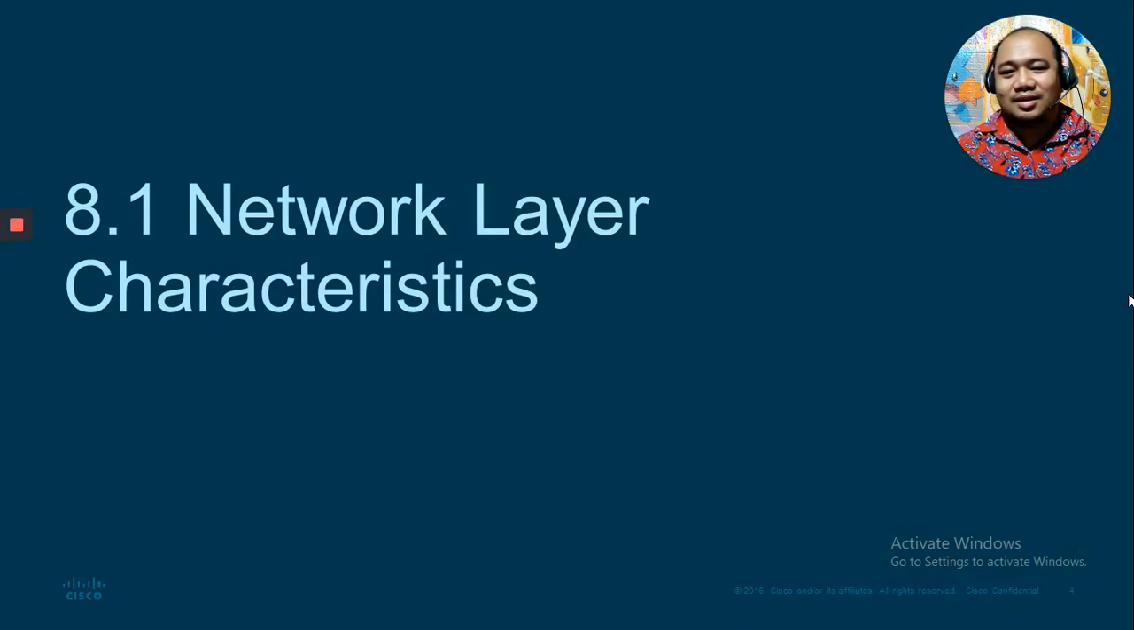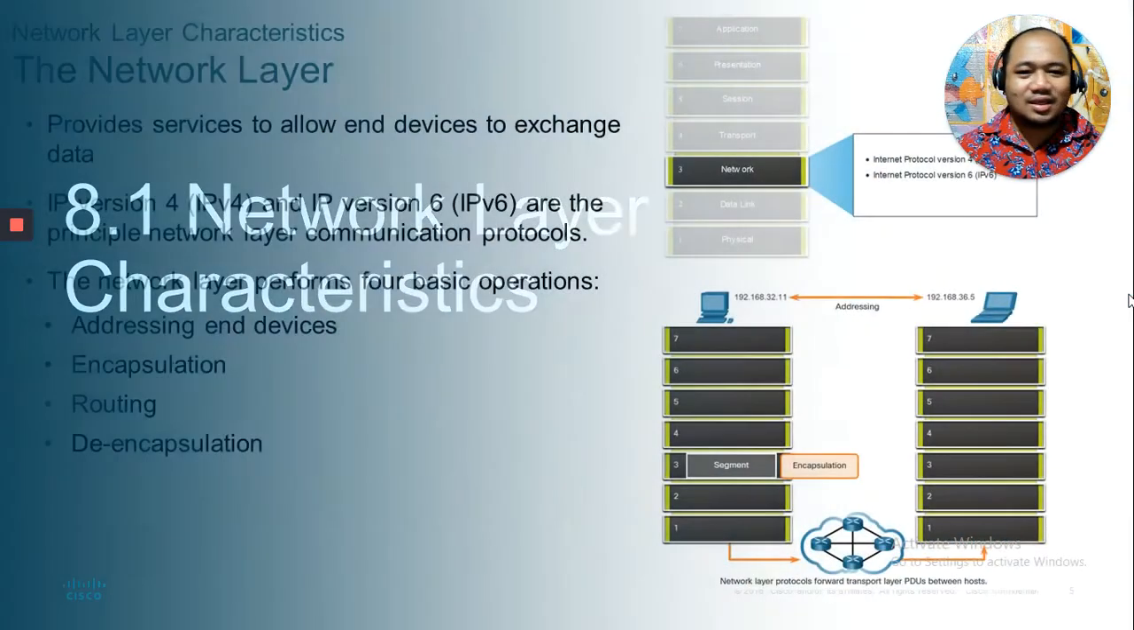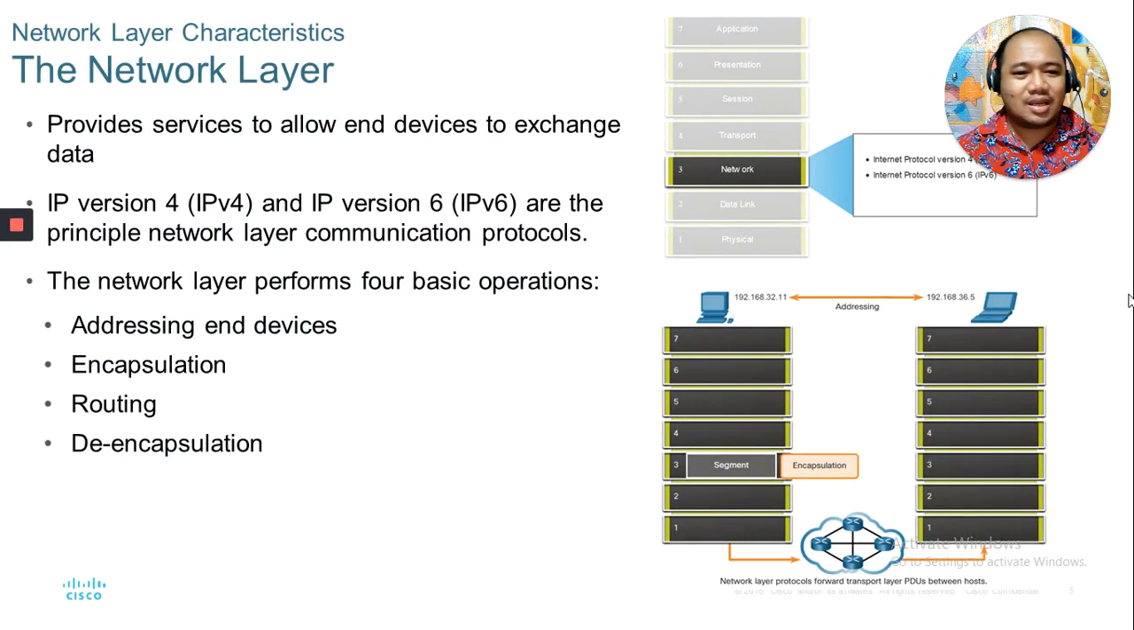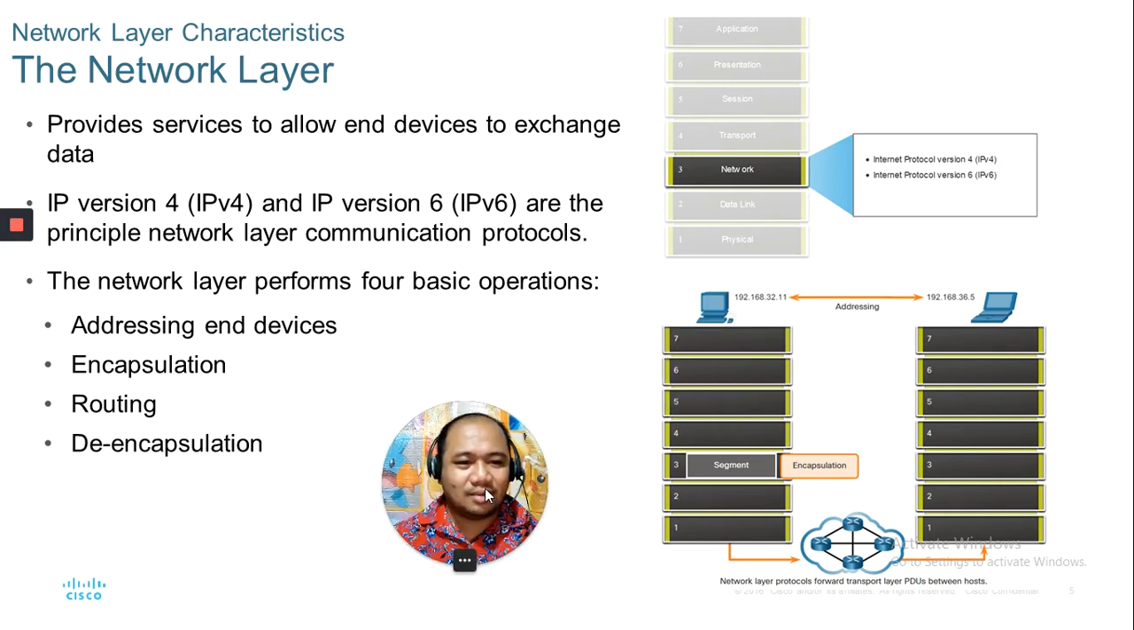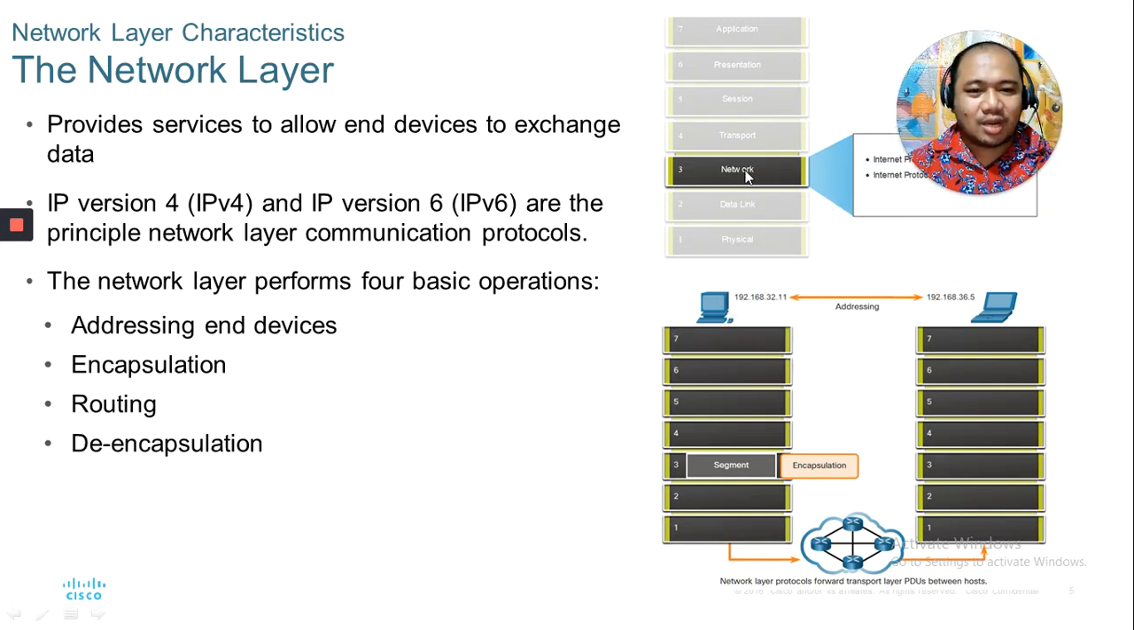Chapter 8, Network Layer Characteristics. Under the network layer, as you can see on our OSI layer model, we are on layer 3. Layer 3 handles IP version 4 and IP version 6. If we are referring to the TCP/IP model, that is the internet layer. That's the equivalent of the network layer of OSI.